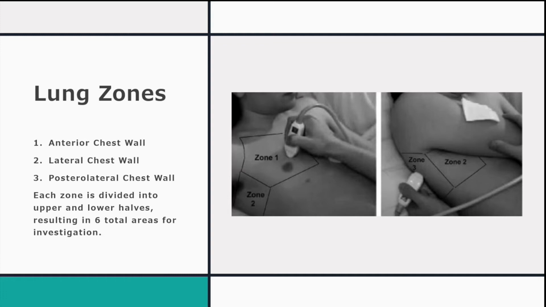The lung zones are: zone 1, which you can see is the anterior chest wall here. Then we have zone 2, which is the axillary or lateral chest wall. And then the posterior chest wall is back here, zone 3. Each zone you can visually divide into 2 sections, in half, to give you 6 total areas for investigation. You can use any of those 6 areas towards looking for those 3 different spots to find the same kind of artifacts.